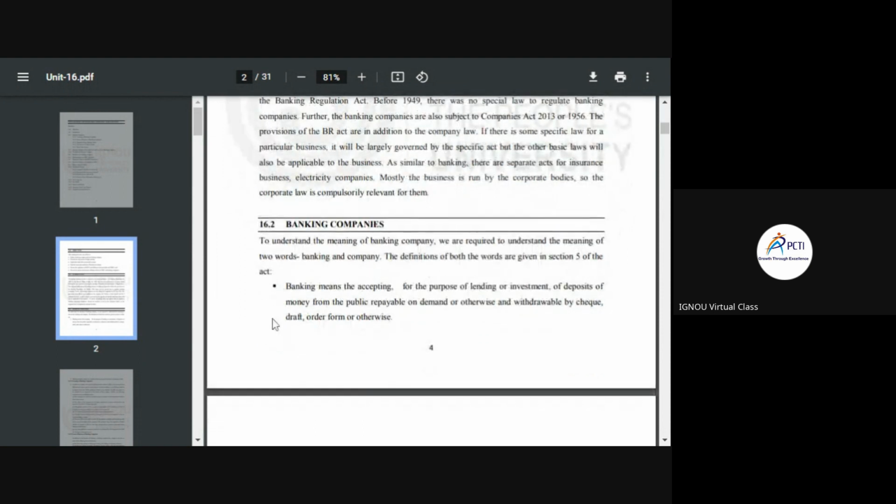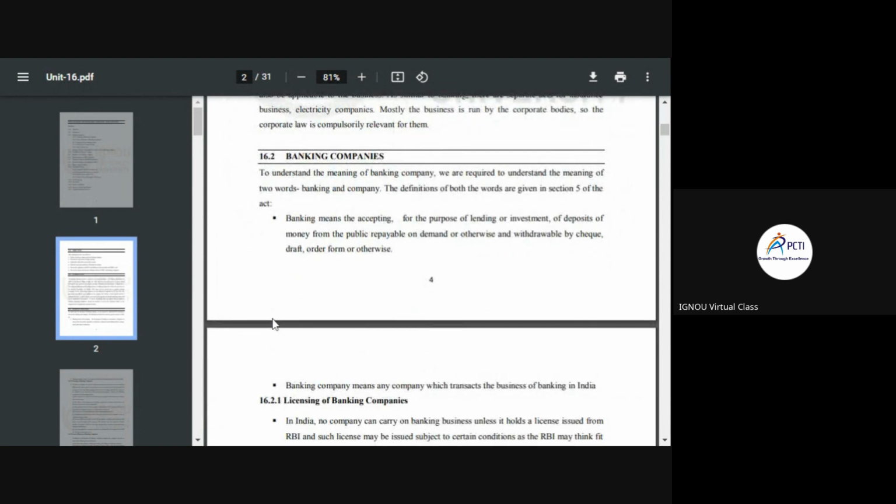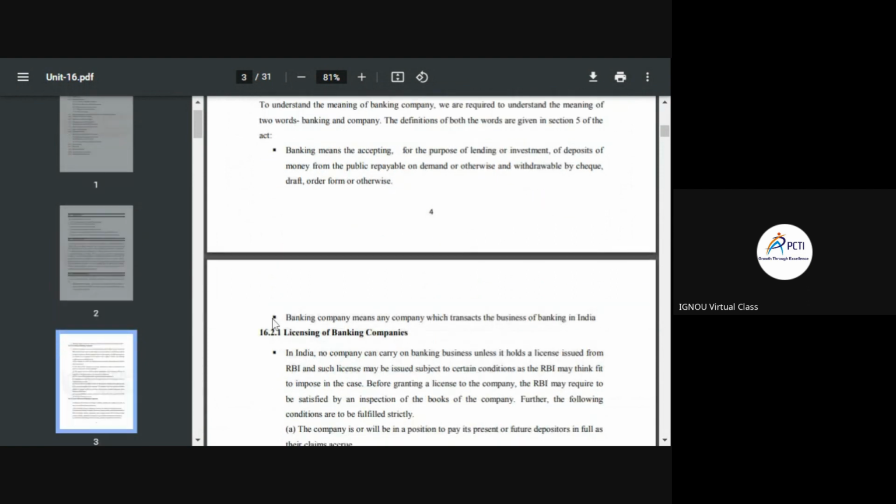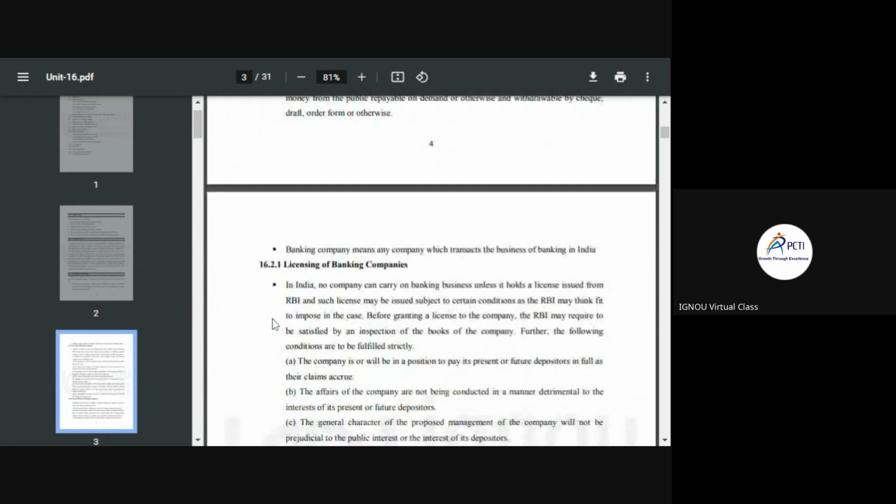Now we're going to discuss the banking companies. Basically the term banking company has two words, one is banking and one is company. So we need to learn both the definitions. The definition is given in section 5 of this particular act. First we need to discuss banking.